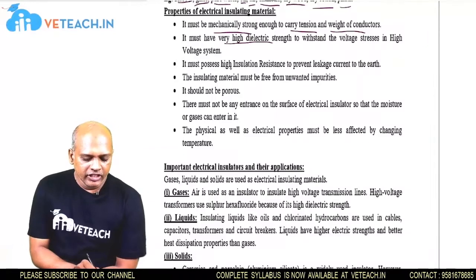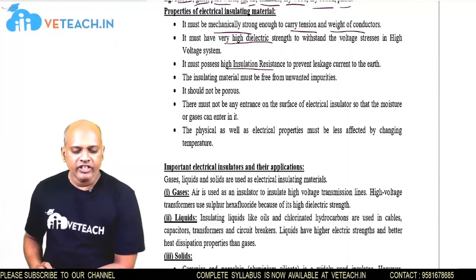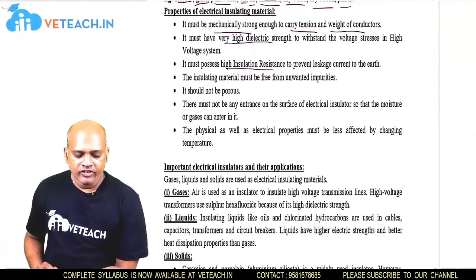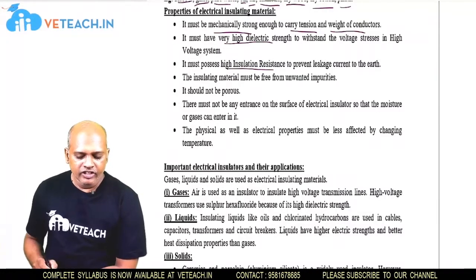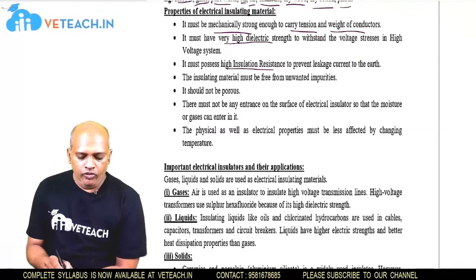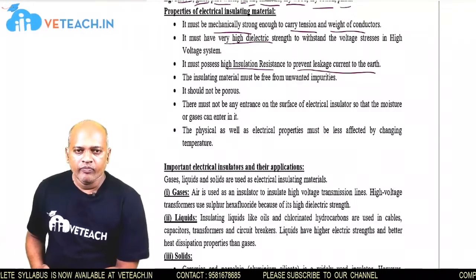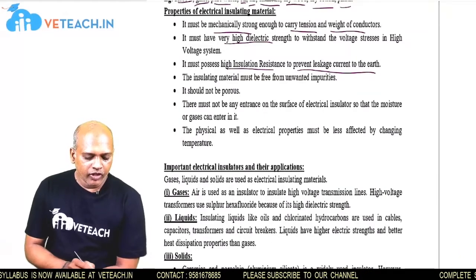The next one is a high insulation resistance value. Good electrical insulators have a high insulation resistance value, to prevent the leakage of current to the earth. This is one of the main important properties.